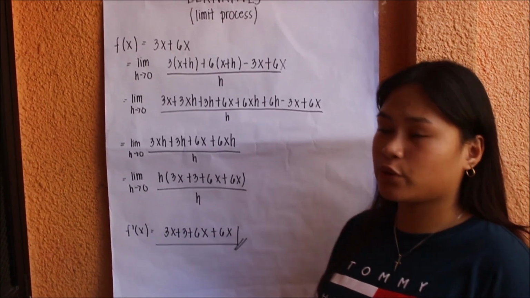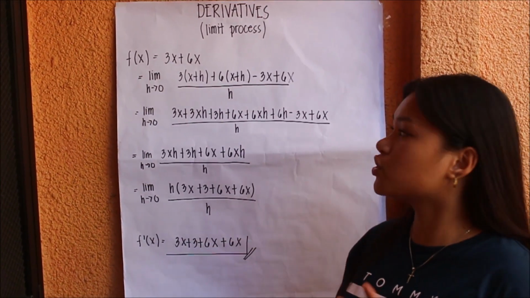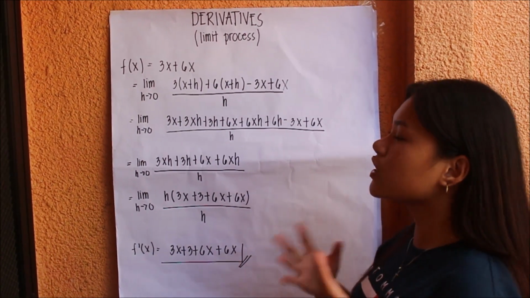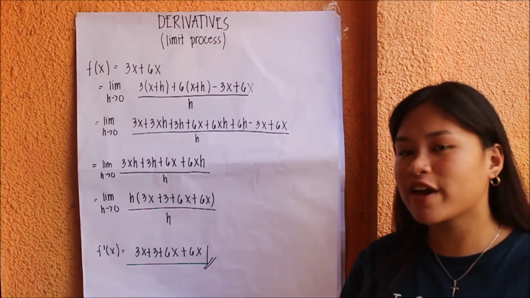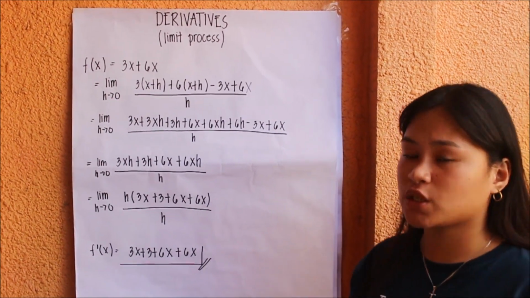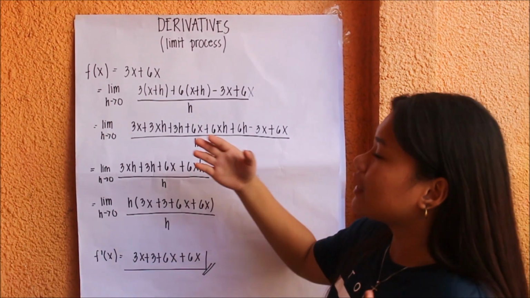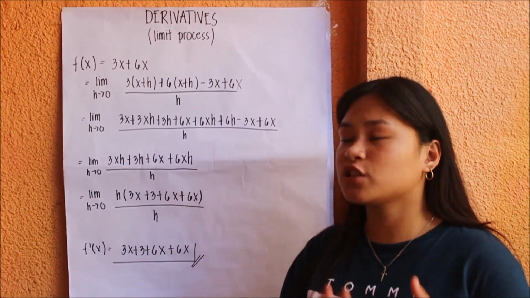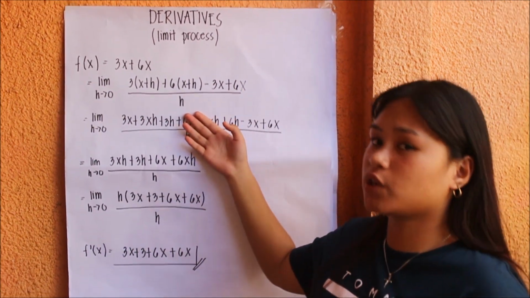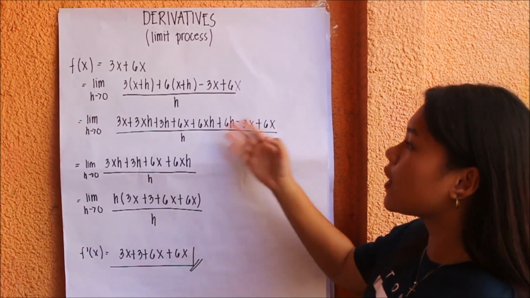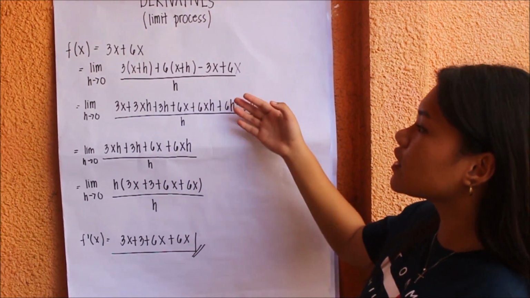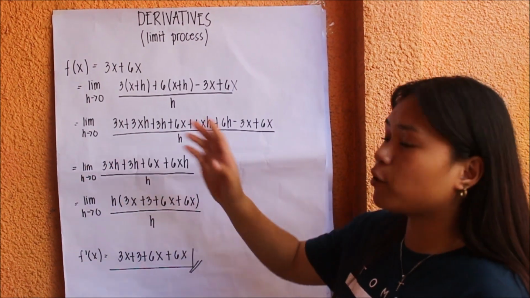The second equation will be f of x equals 3x plus 6x. Using the formula of the limit process, f prime of x equals f of x plus h minus f of x over h. You need to substitute all the x into x plus h, so we come up with this equation: 3 quantity of x plus h plus 6 quantity of x plus h minus the given 3x plus 6x over h as h approaches 0.